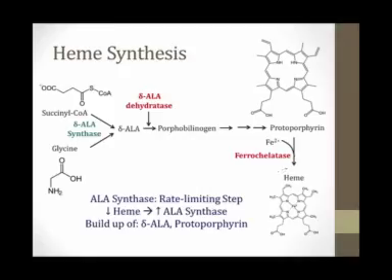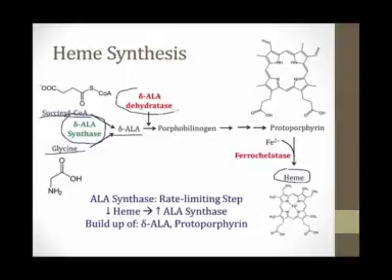All molecules of heme, as shown on the bottom right side of the screen here, are derived from molecules of succinyl-CoA and glycine. The enzyme D-ALA synthase combines succinyl-CoA and glycine into molecules of D-ALA. Then the enzyme D-ALA dehydratase converts D-ALA into porphobilinogen. There's then a series of steps which leads to the synthesis of protoporphyrin.